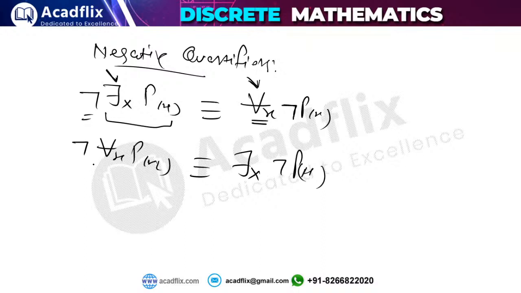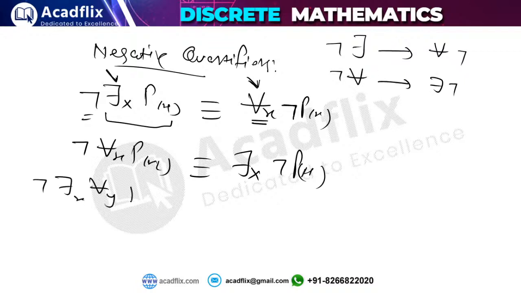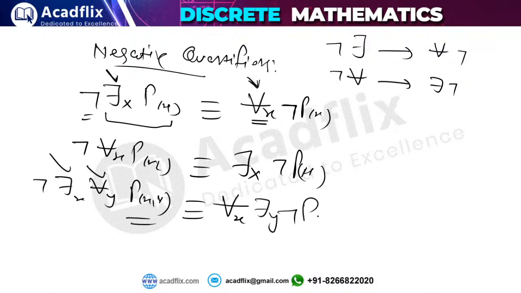So this is how you convert. Negation of there exists means for all negation; similarly, negation of for all means there exists negation. For example, take the negation of there exists x for all y Pxy. First, there exists will become for all x. The for all y will become there exists y, and inside you apply the negation of Pxy. This is how you will get it.